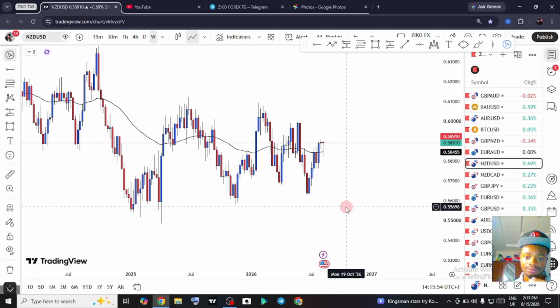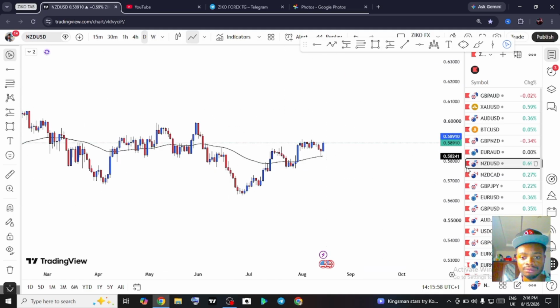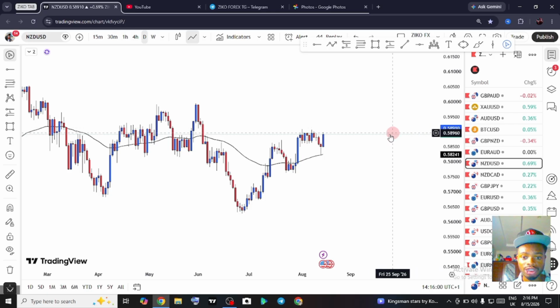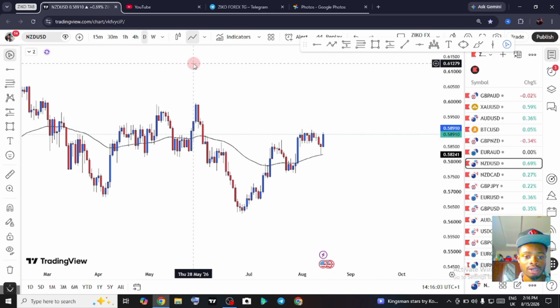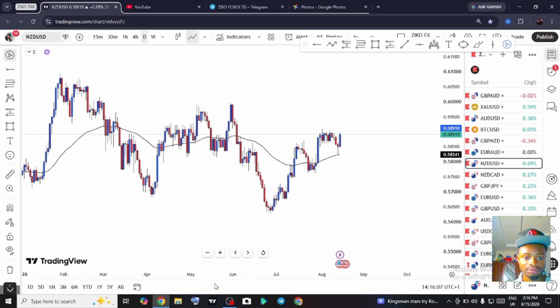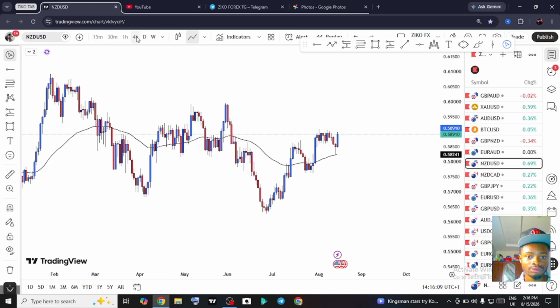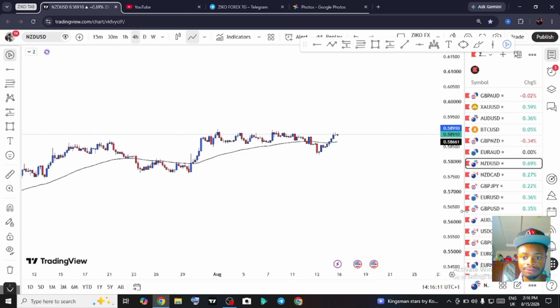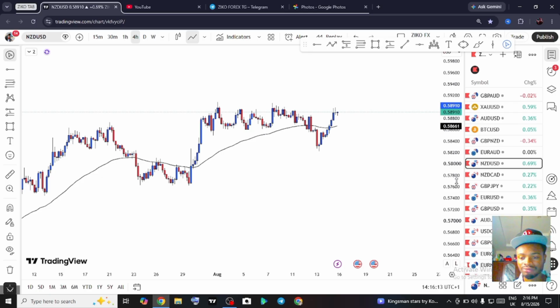Weekly time frame, let's call it bearish, right? Daily time frame is bullish. Bullish. Can we get an area of interest? No. And 4 hour time frame bullish. Not interested, because the market structure is not clean.